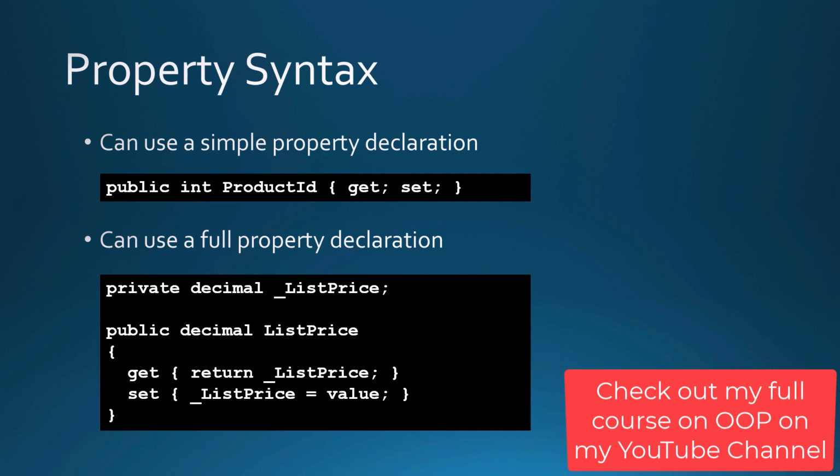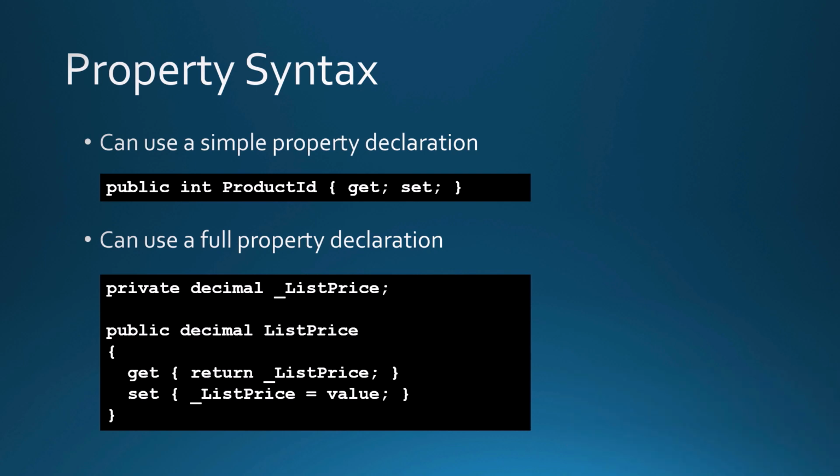And then if we want to set it, what happens is when you call and set something for ListPrice, it actually takes whatever value you have and gives it to an internal variable called value that you can see right here within the setter. And all we're going to do is take that value and assign it to that private variable we created, _listPrice.